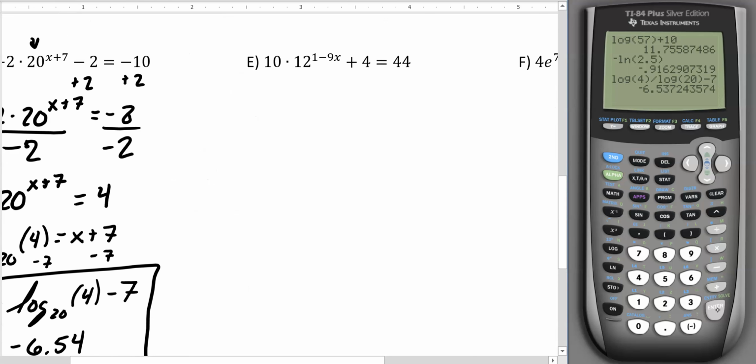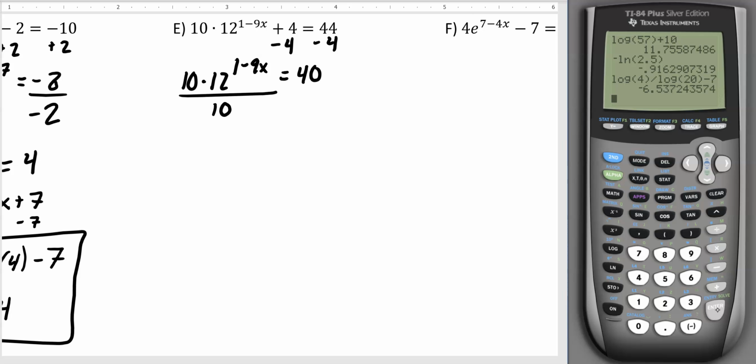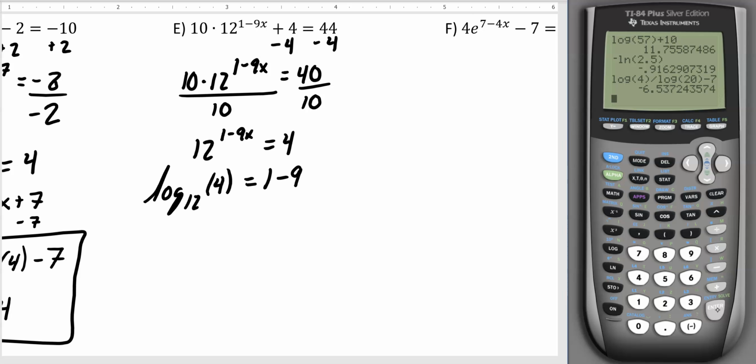Let's try letter E here. 10 times 12 to the 1 minus 9x plus 4 equals 44. Okay, so I see a couple things I need to do right away. Subtract 4. That'll give me 40. When I divide by 10, well, let's write it out here. So we'd have 10 times 12 to the 1 minus 9x equals 40. And then when I divide by 10, I'm going to get 4. So I'll have 12 to the 1 minus 9x equals 4. And this I can write as a logarithm. So it would be log base 12 of 4 equals 1 minus 9x.